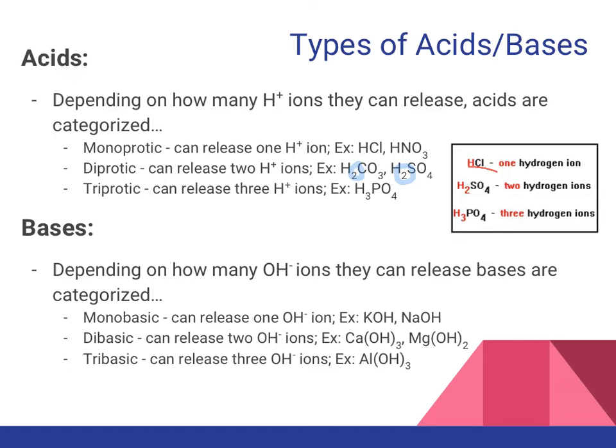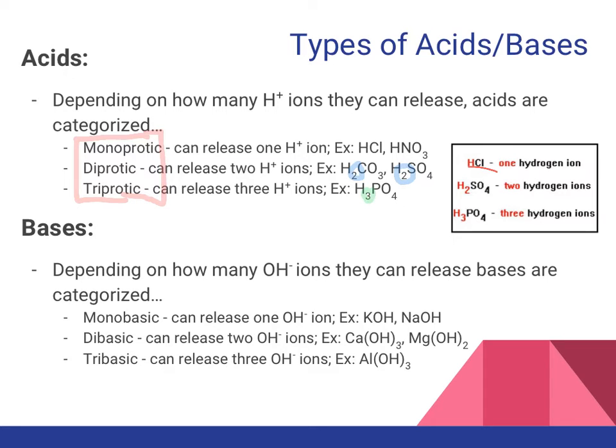Triprotic, the most common one we're going to talk about with triprotic is phosphoric acid, which is H3PO4, and it's called triprotic because it has three hydrogens. So I'm going to reference these terms monoprotic, diprotic, triprotic quite a bit, and they're going to be really important to our future calculations.